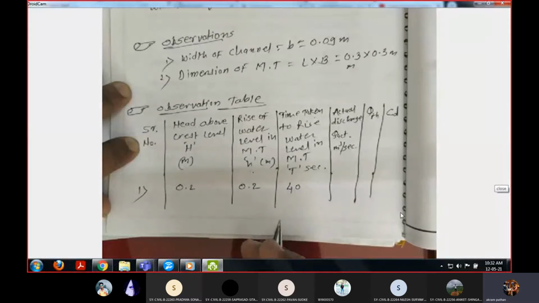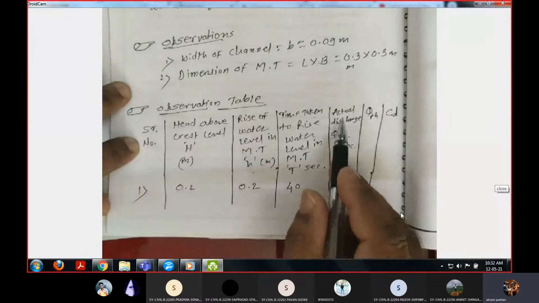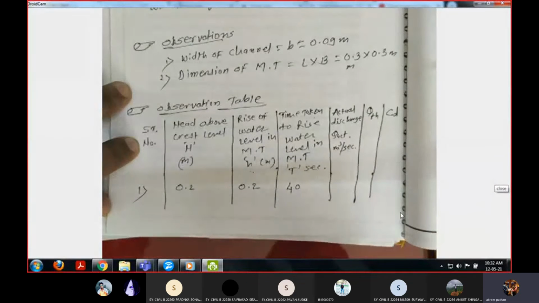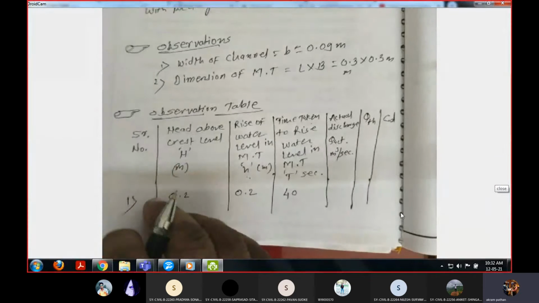ओके, 40 सेकंड लागले. नाव वी हॅव टू कॅल्क्युलेट ॲक्च्युअल डिस्चार्ज अँड theoretical discharge now. Okay, so we are going to do the sample calculation. Okay, so the sample calculation, now if you see we have the sample calculation.